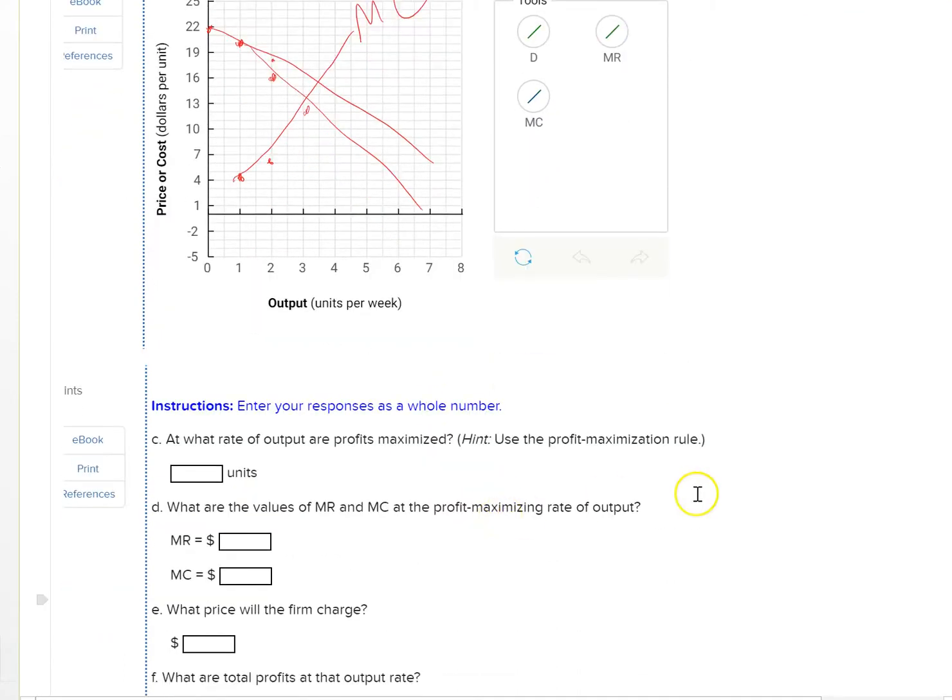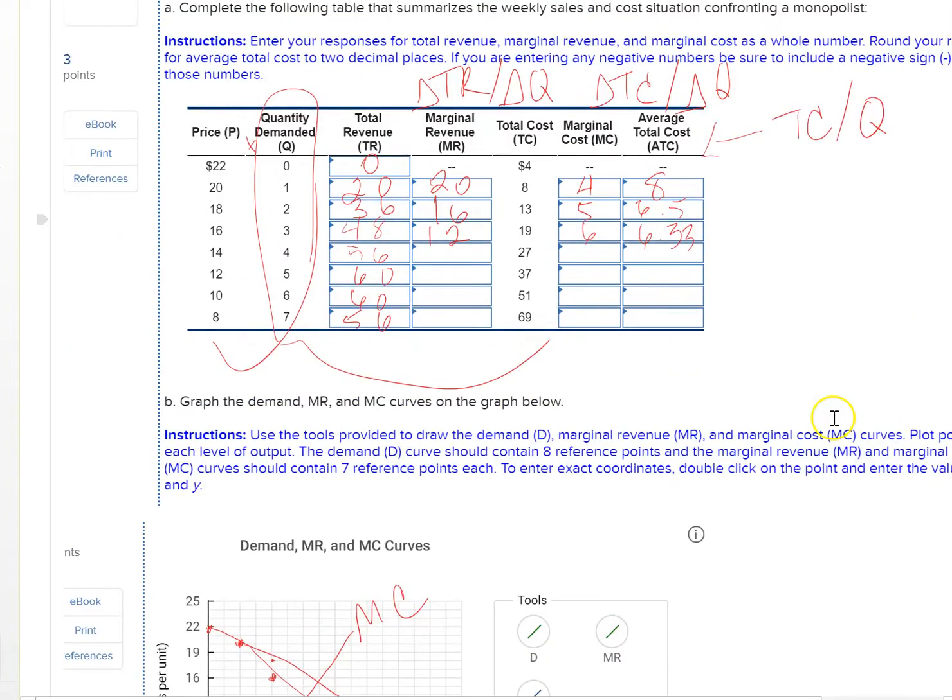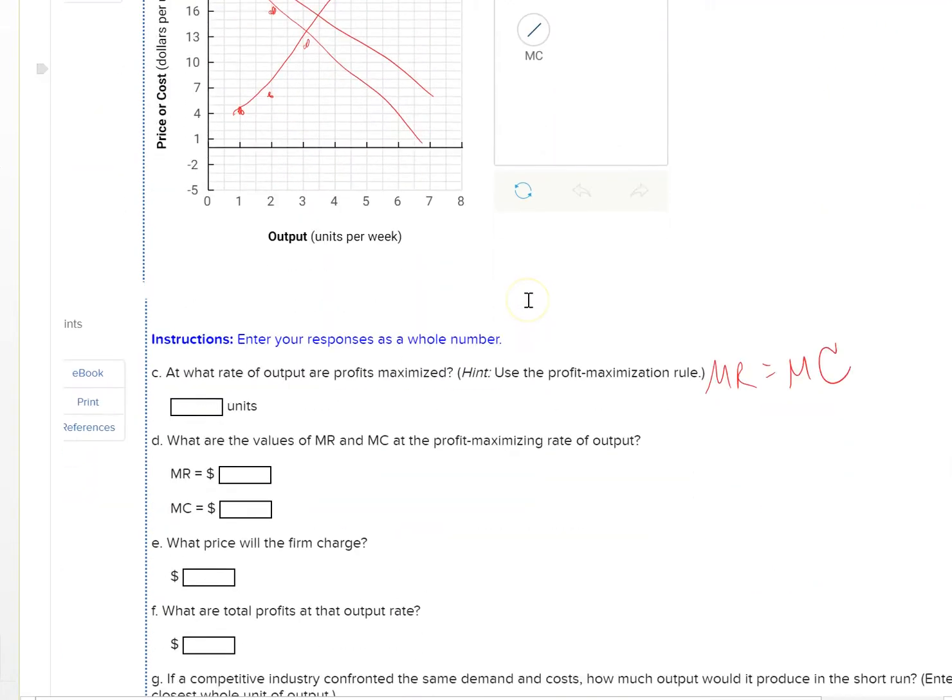At what rate of output are profits maximized? MR equals MC. So you're going to find those points. You can find them graphically, or you can come up here and find the numerical place where they come together. And I'll let you work through that. I think it'll be fine.